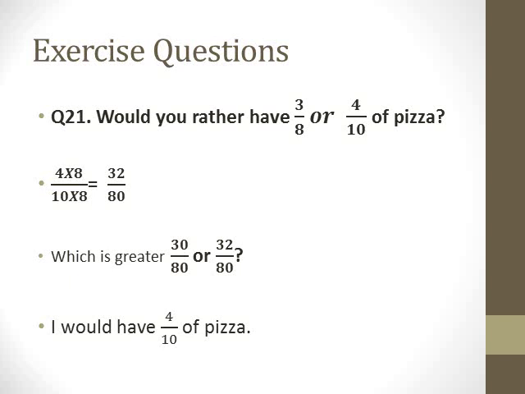So 30 and 32, which is the highest number? 32. As you know, when you have the same denominator, the more the numerator, the greater the fraction. The less the numerator, the smaller the fraction. So between 30 over 80 and 32 over 80, 32 over 80 is the greater fraction. That means 4 over 10.